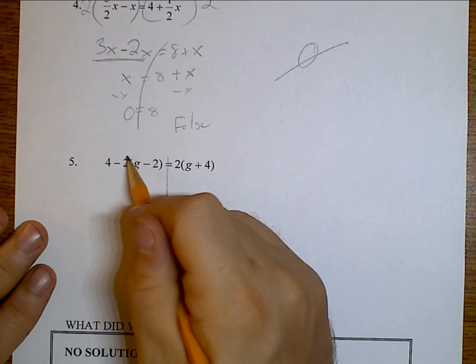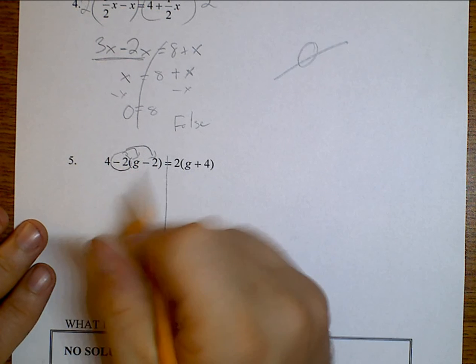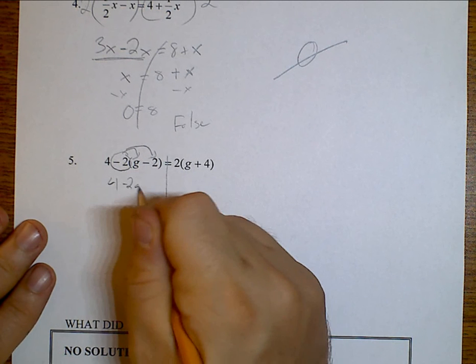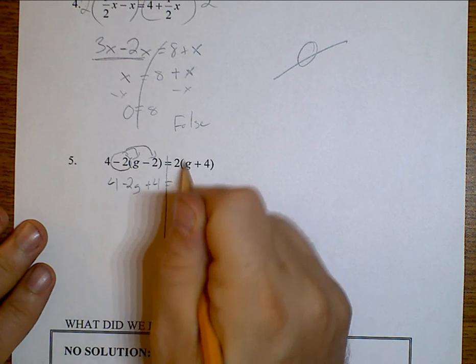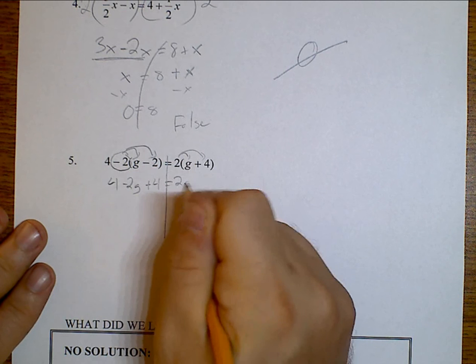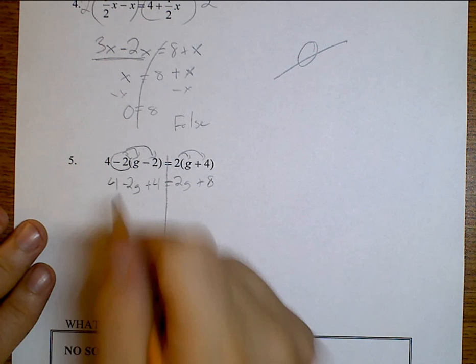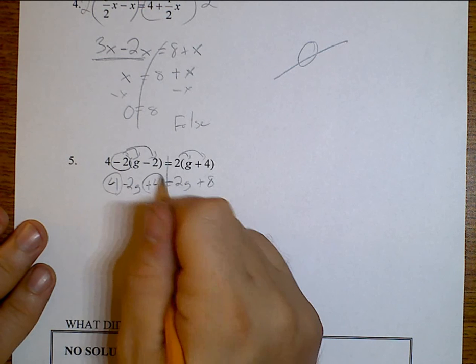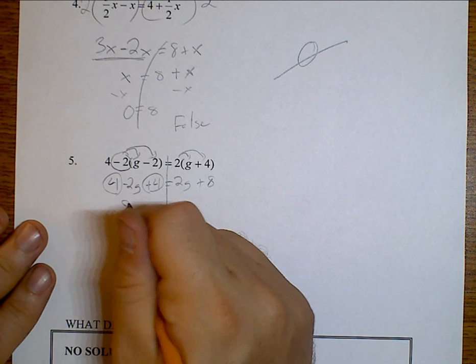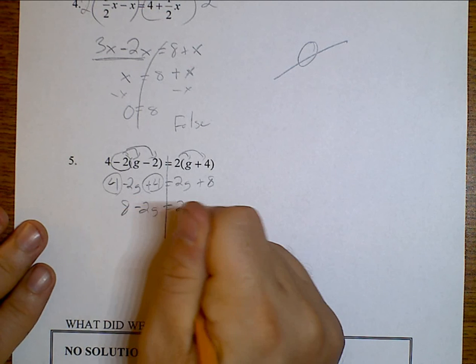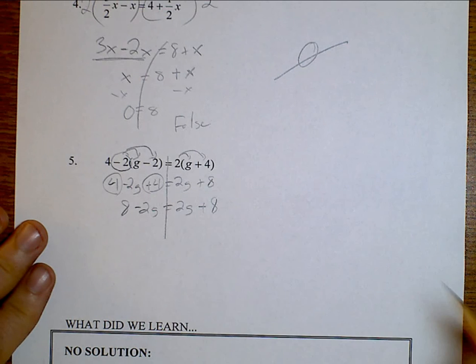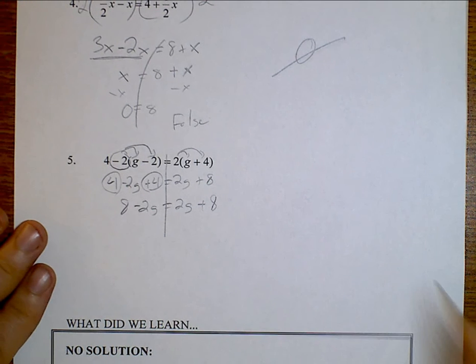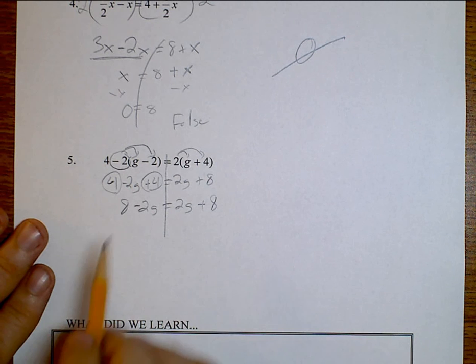I'm going to distribute this negative 2 to everything. So 4 minus 2g plus 4 equals 2g plus 8. Well, 4 plus 4 is 8. So I have 8 minus 2g equals 2g plus 8. And you're tempted to go that these are the same, it's going to eliminate again. But this is negative and that's positive.